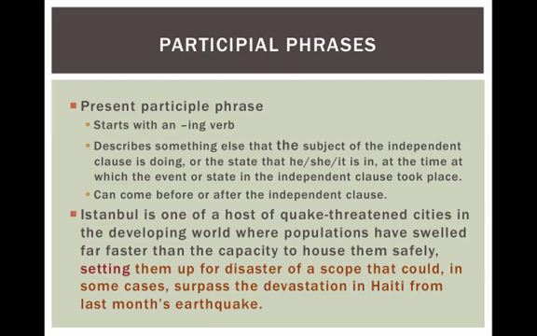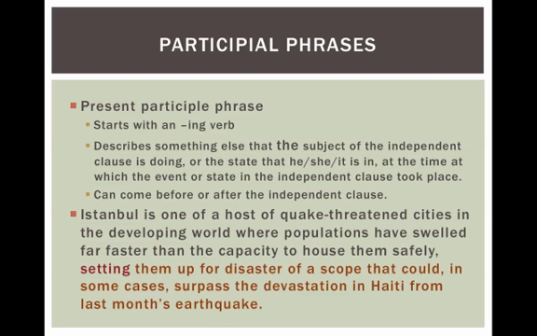I'll let you read those little bits. I want to go straight to the example. And you see here that we have a participial phrase that's after the independent clause. I haven't done it in these slides, but you should always be identifying subjects and verbs first. Because if you find the independent clauses, then you can ask yourself quite easily, okay, so what is all the other stuff that isn't an independent clause? So the participial phrase that we see here is setting them up for disaster of a scope that could in some cases surpass the devastation in Haiti from last month's earthquake.